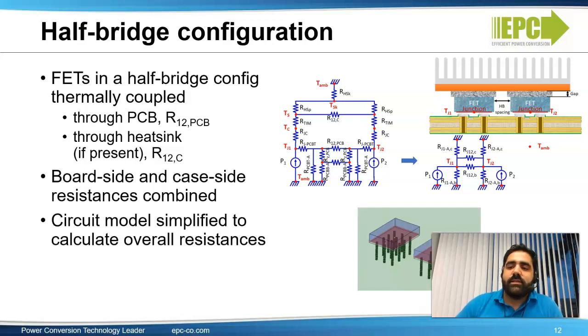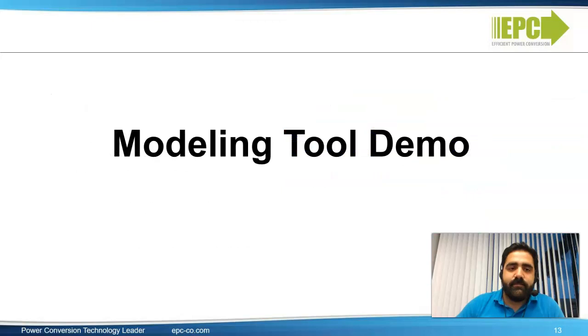Also, the case side resistances are added in parallel if a heatsink is present, and this gives us a final circuit model which can then be simplified and solved for, and this gives us the overall thermal resistance values to ambient, and from that we can calculate the operating temperature rise.